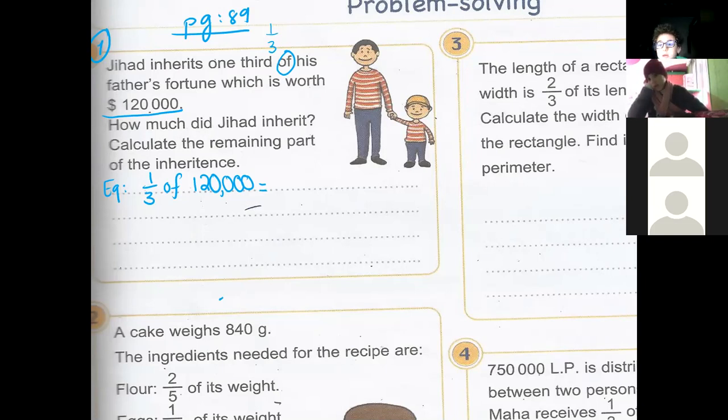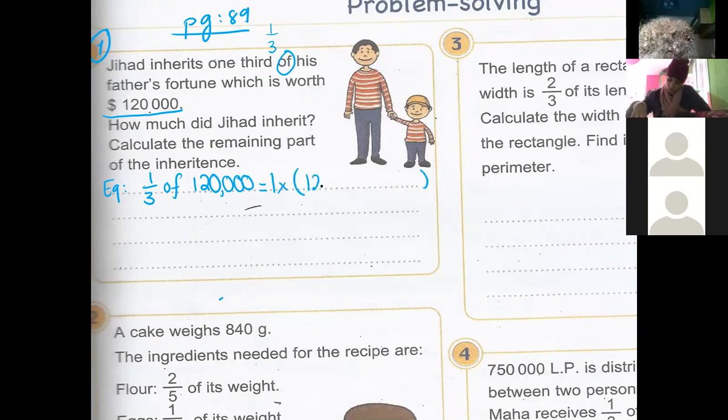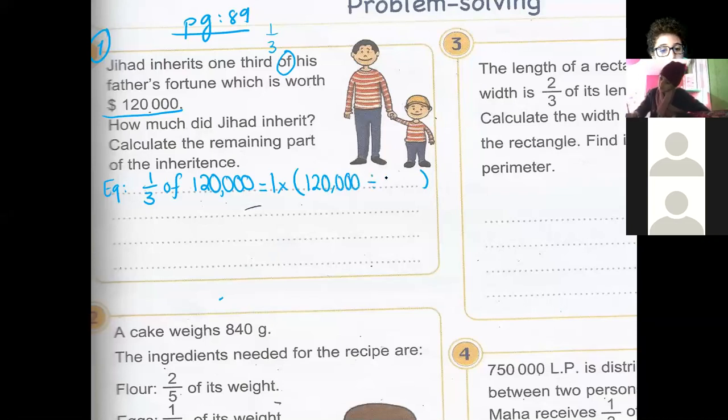So the fraction of a number, we use it to divide fractions? How do we solve a fraction of a number? 1/3, yes, of one. One times, in brackets, 120,000 divided by 3. Okay, skip the zero.